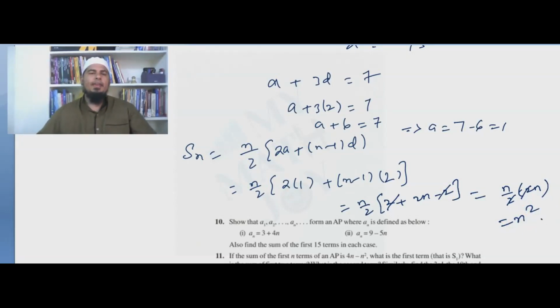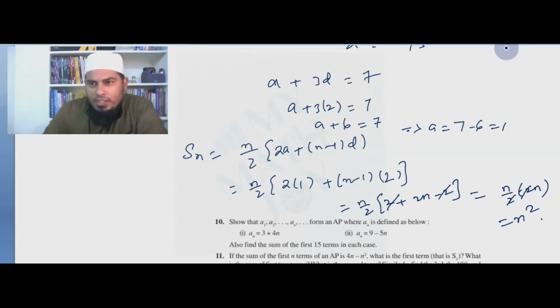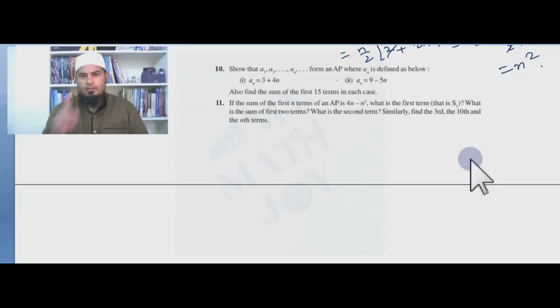In this way, we can solve any type of question by writing the given, writing the formula, and working on the given in the formula. You will get the answers. The next question is ready, it is asking us to solve. Okay, the question is ready.